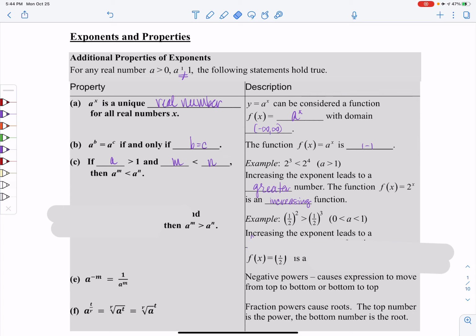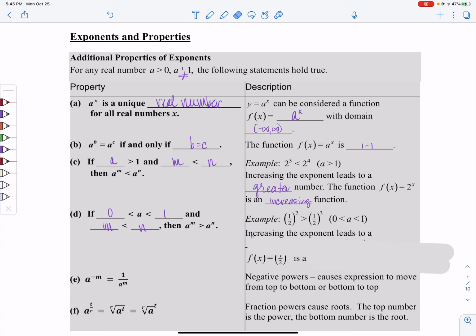Now, property D is the reverse of that. Or not the reverse, but slightly different. This time, instead of A being greater than 1, my A value is between 0 and 1. And you can see here that my base is 1/2. But my powers have the same requirements. My power M is less than my power N. And if this happens, then A raised to the mth power is greater than A raised to the nth power.